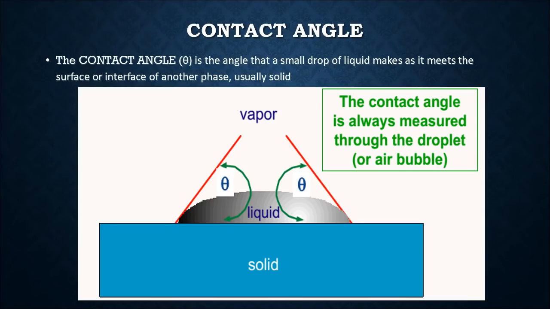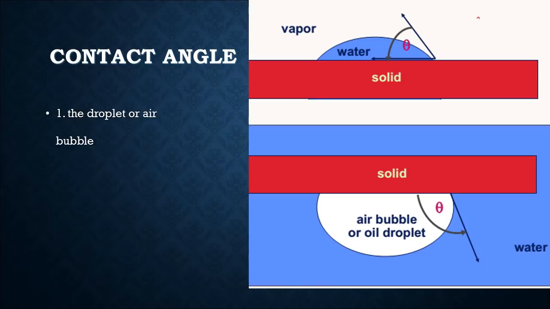So the contact angle is the angle that a small drop of liquid makes as it meets the surface or interface of another phase, which is usually a solid. It is always measured through the droplet or the air bubble. Here they measure through the droplet, and here let's say you have a solid immersed in a liquid such as water, and if there is an air bubble formed underneath the solid, then this will be their contact angle.